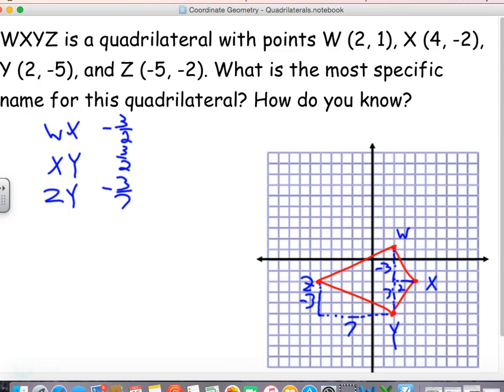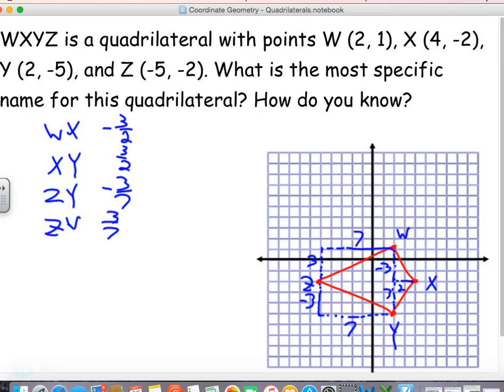All right, and the last one, ZW. Start from Z and rise 3 and run 1, 2, 3, 4, 5, 6, 7. So I rise 3 and run 7. So again, rise over run, +3 over 7. Okay, so now again, we want these to all be different. None of them can be parallel.